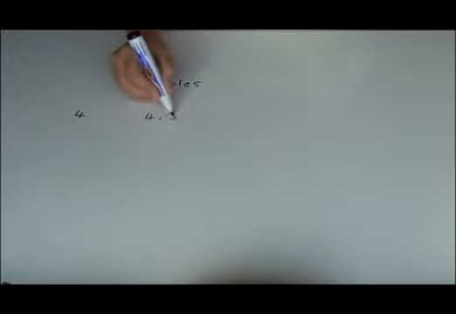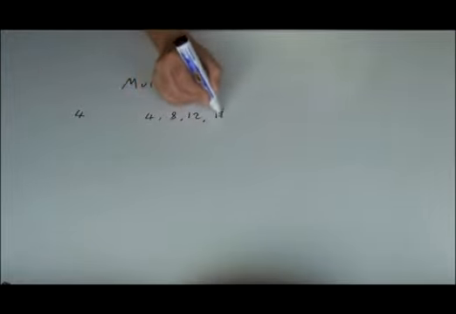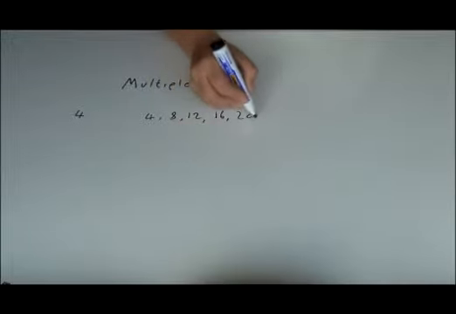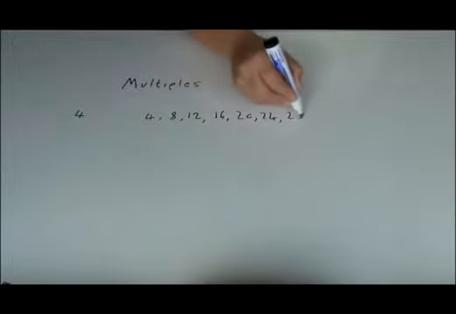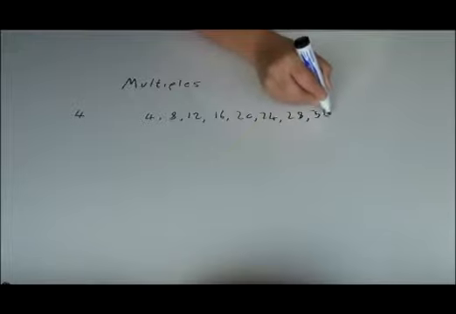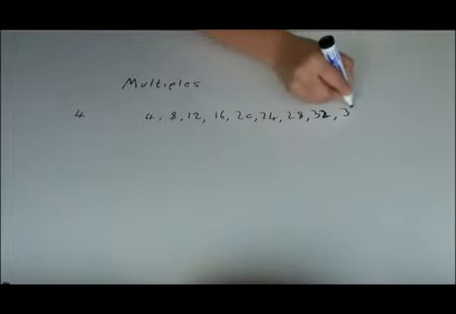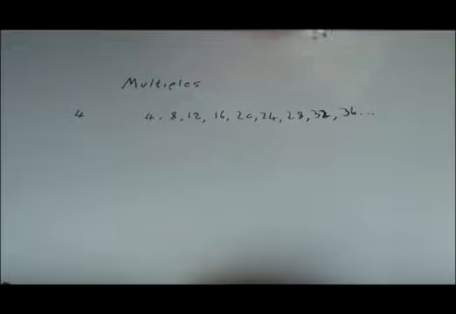Hi, welcome to your lesson on multiples. And multiples really are just our times tables. So if we think of the number 4, its times table goes 4, 8, 12, 16, 20, 24, 28, 32, 36 and so on. And so all of these are multiples.